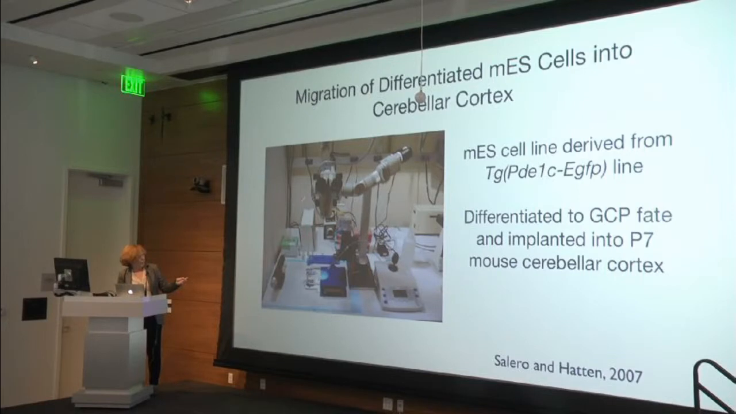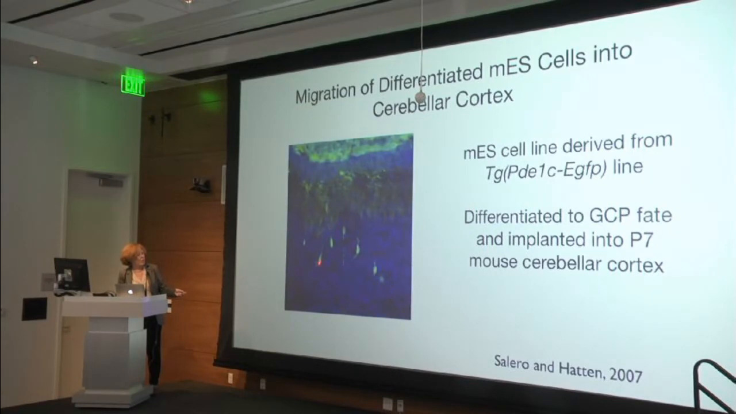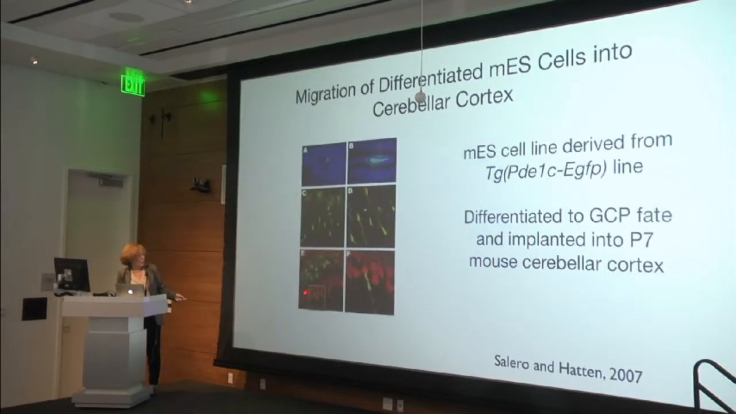And the nice thing about it is we were able, some years ago with the first mouse ES cells that we did, to set up an implantation into the cerebellum to see if we could get the cells that were differentiated from these transgenic mice. And here they're green, migrating into place perfectly. And they go deep to the Purkinje cells and make dendrites just like they're supposed to.